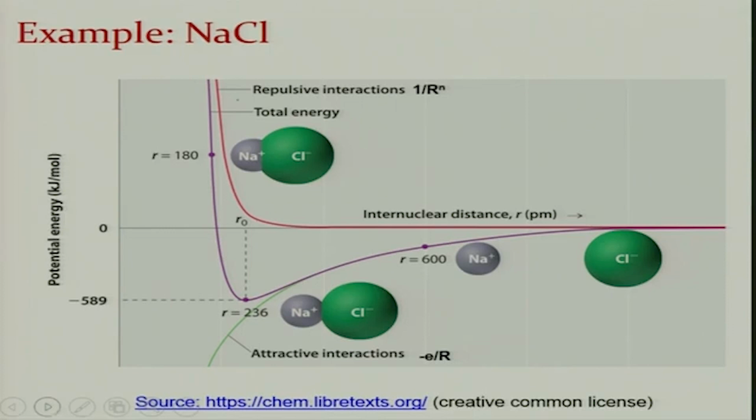The repulsive interaction in sodium chloride will give you this plot, the red one. The attractive interactions which go as minus Q divided by R will give you this plot, and the total plot will be the sum between the two, and at R equal to R naught, which is R equal to 236 picometer. So, 236 picometer is the equilibrium internuclear distance between sodium and chlorine ions in the system, and the potential energy at that point is minus 589 kilojoule per mole. So, this minus 589 is the value for sodium chloride.